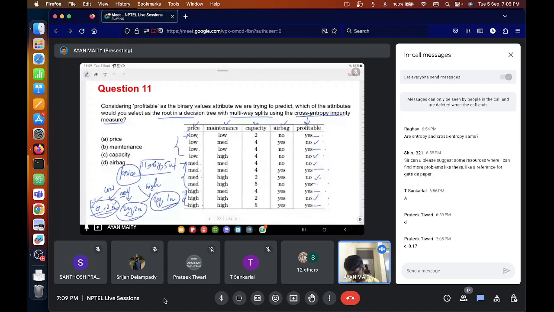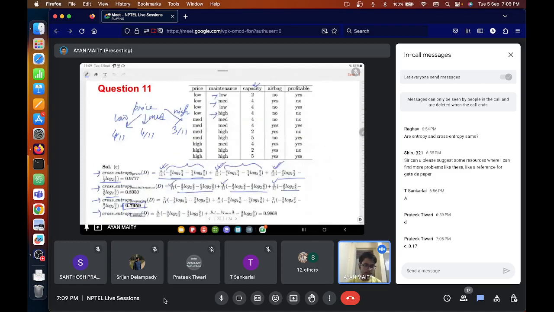So option C, capacity, is the correct answer. Pratik has written the correct answer, C. Is there any question or doubt here?